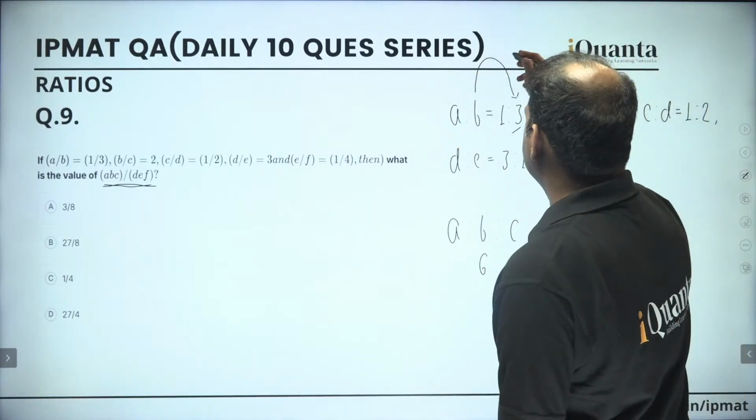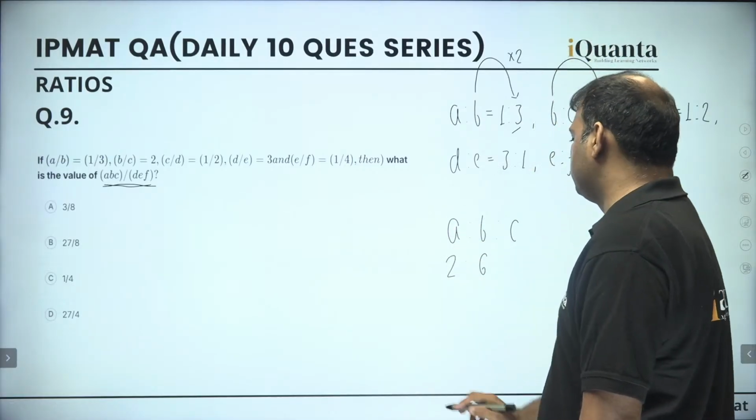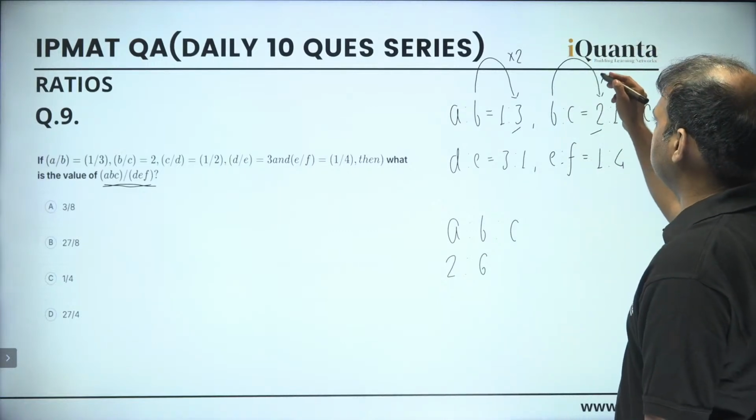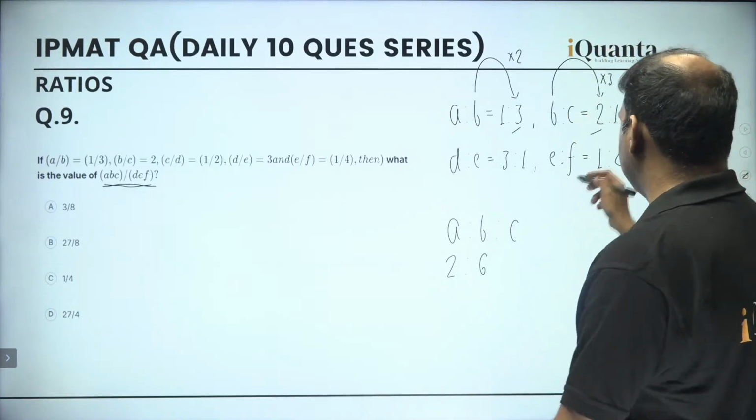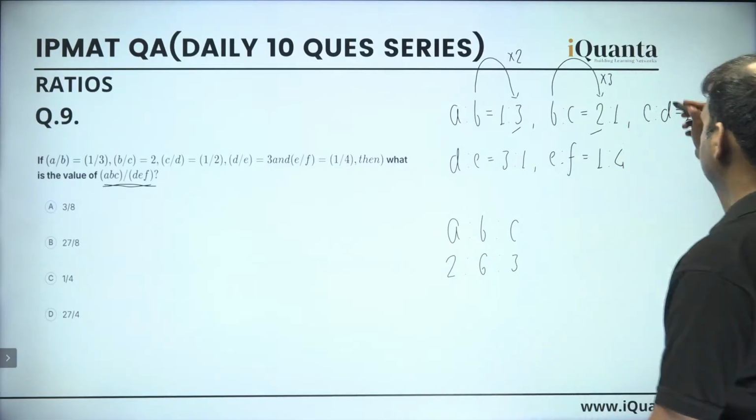If this is 6, this ratio should be multiplied by 2, so A must be 2 here, simple. And in the same way, if we want to make B 6 here, this should be multiplied by 3. So C should become 3 as well. Simple as that.